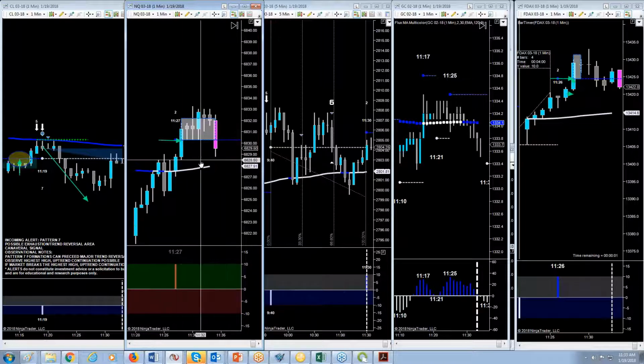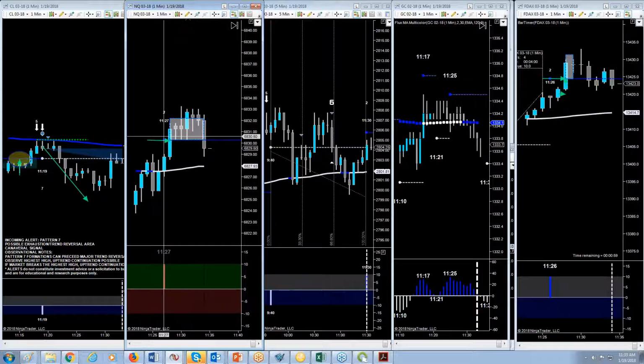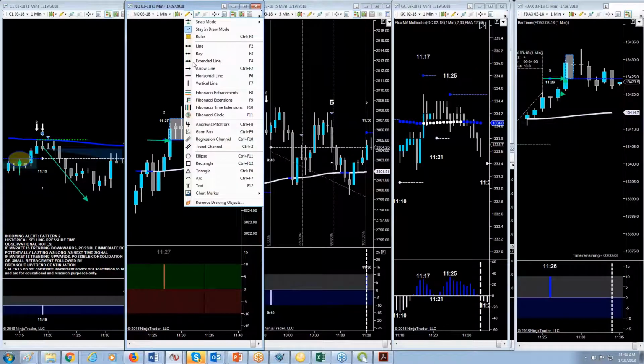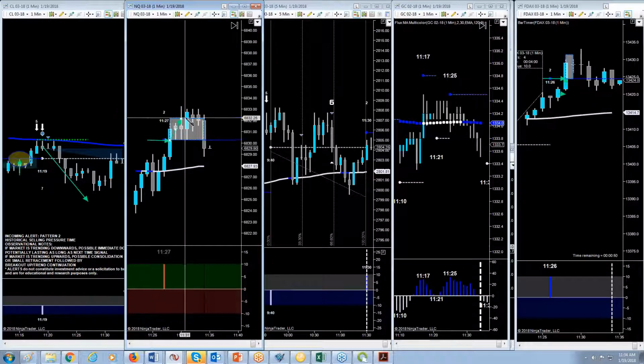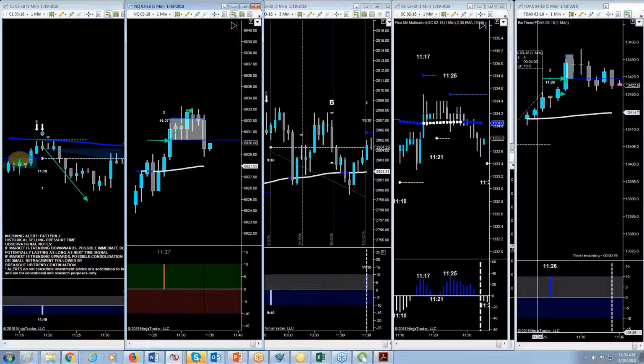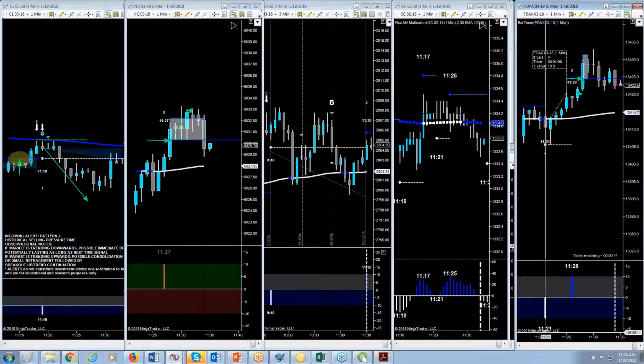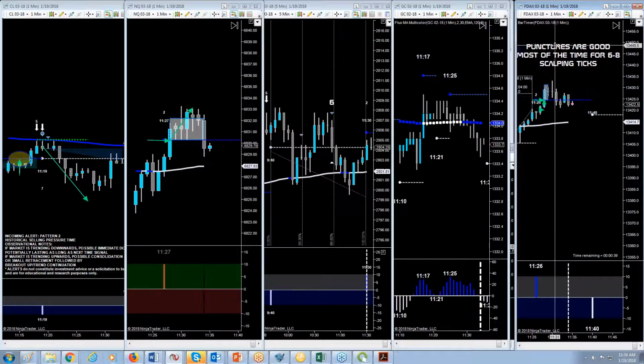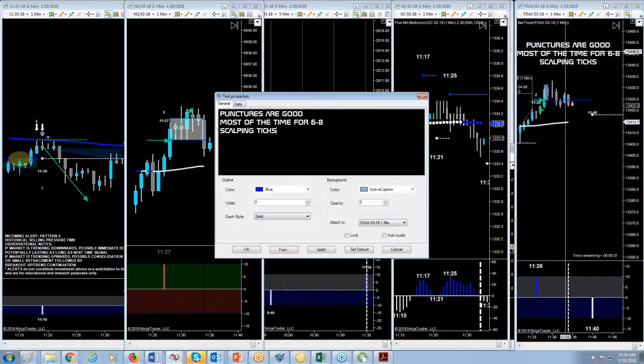You'll see those push right up in that it's either a stop run or a trend continuation, and either way you can benefit from it. That surge right up there, same thing that we wrote over here. The puncture trades are good most of the time for 6 to 8 scalping ticks.